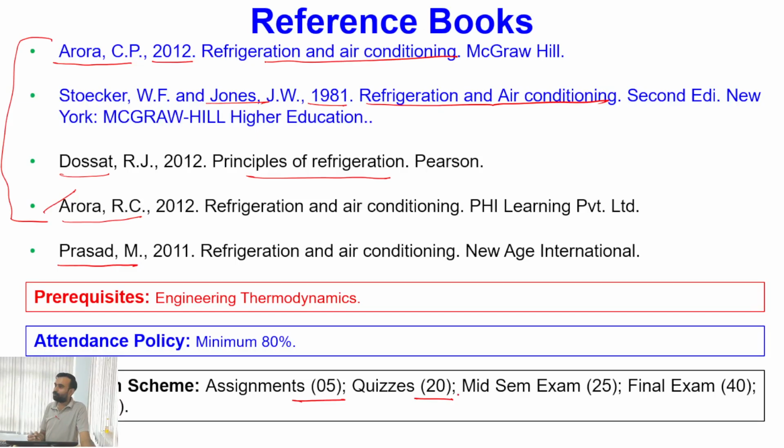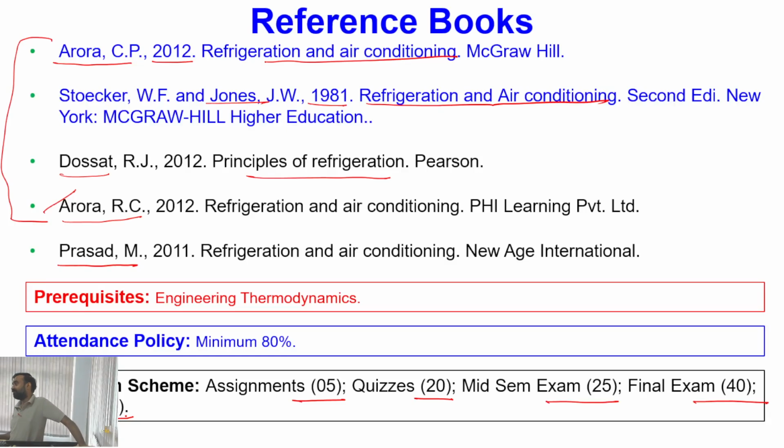And we will be having 2 quizzes. One quiz before mid-sem and another quiz after mid-sem. These will be of 20 marks, and these will be unannounced quizzes. Then we have the mid-semester exam, whose weightage is only 25 marks. We will be having a final exam, which will be of 40 marks, and then we will be having one small project which will be of 10 marks.